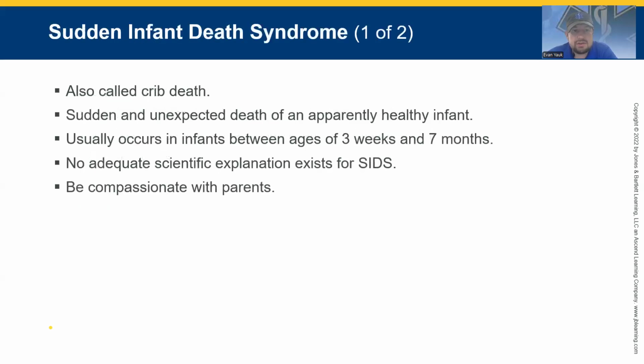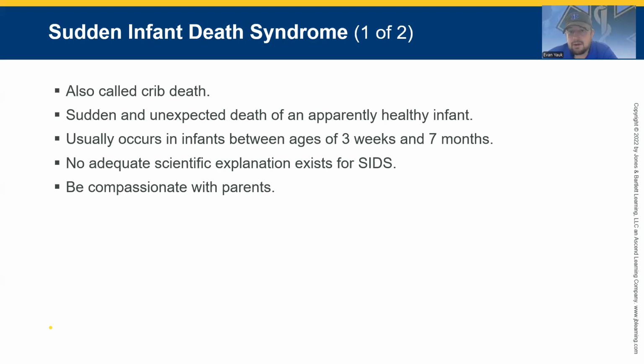Okay, so SIDS, or sudden infant death syndrome. It's also called crib death: sudden and unexpected death of an apparently healthy infant. This usually occurs in infants between the ages of 3 weeks and 7 months. There is no adequate scientific explanation for SIDS. We don't know what causes it.